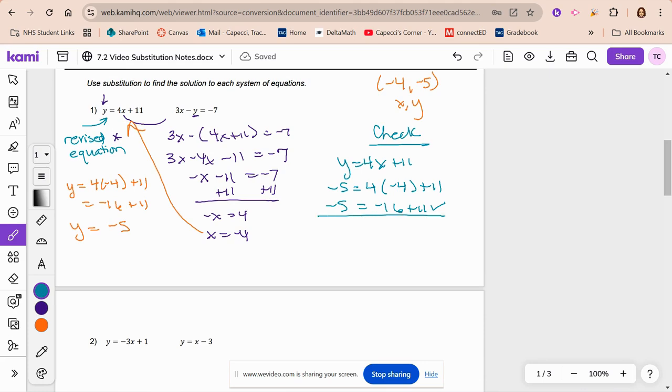Now we're going to start with our other equation, which is 3x minus y is equal to negative 7. So I have 3 times negative 4 minus a negative 5 is equal to negative 7. So it's negative 12 plus 5 is equal to negative 7. That's also true. So we know that this point is on both lines, so it has to be the point of intersection.